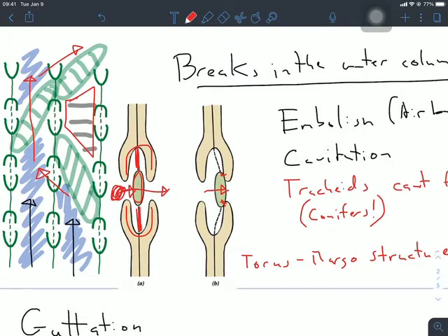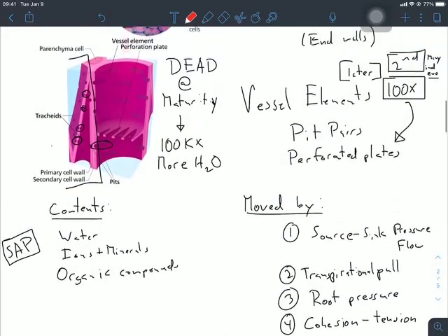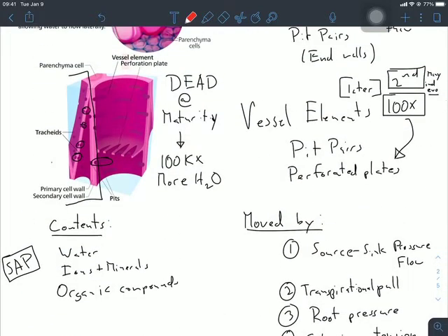But with this additional structure, the air bubble will push the torus margo structure, block off the spread of the air bubble, and keep the air bubble contained to a single tracheid rather than allowing it to spread. And so a lot of these structures in those perforated plates and pit pairs are meant to A, transport water, but B, also prevent the spread of air bubbles. Kind of weird to think about it, to see it that way, but it certainly is the case.